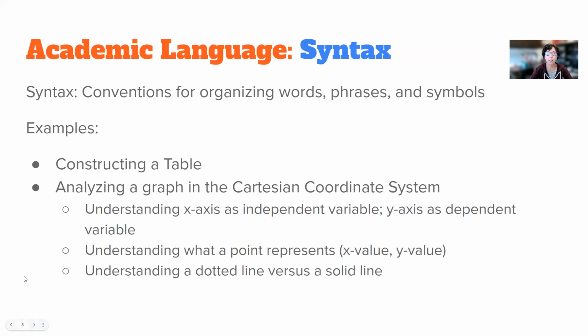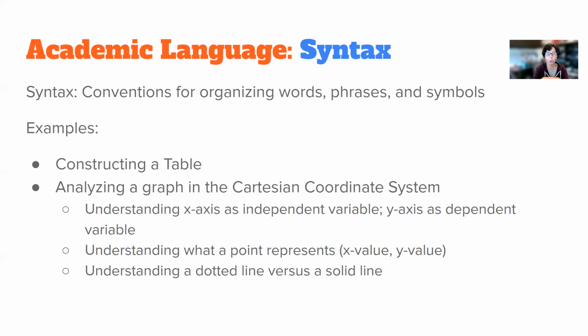Next, we have syntax. Syntax is the conventions for organizing words, phrases, and symbols within mathematics. Some examples, if we think about the word table. Table in mathematics has a very different meaning than, say, a table in everyday life, right? You're sitting at a table with chairs, whereas in mathematics, a table is a way for us to organize mathematical information. And the ways that we construct a table are very specific. So that's an example of syntax.